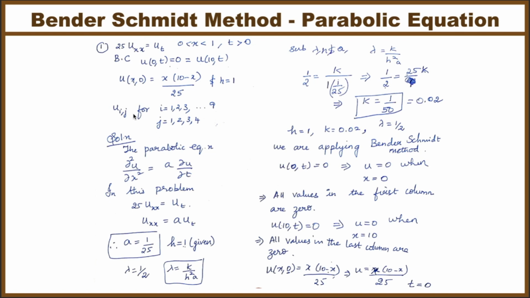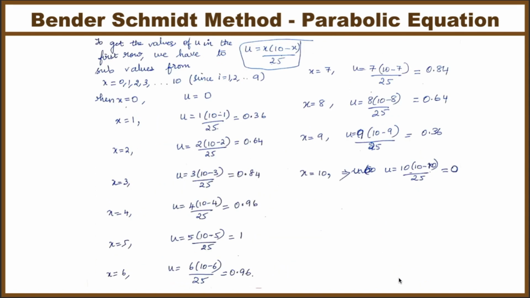Next we have to find what is given here. U of x comma 0 is equal to x into 10 minus x by 25. That is u is equal to this value when t equal to 0. So we have found all these boundary conditions.